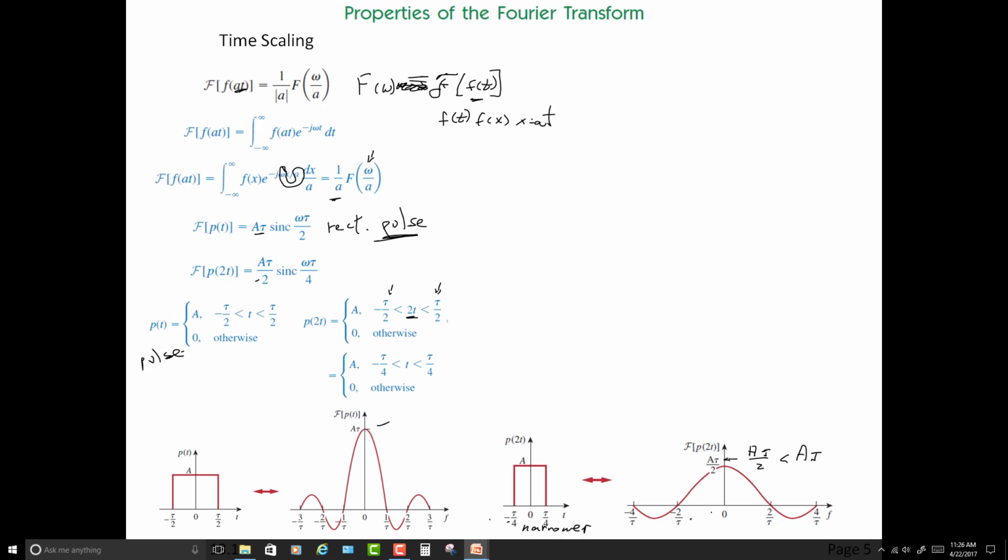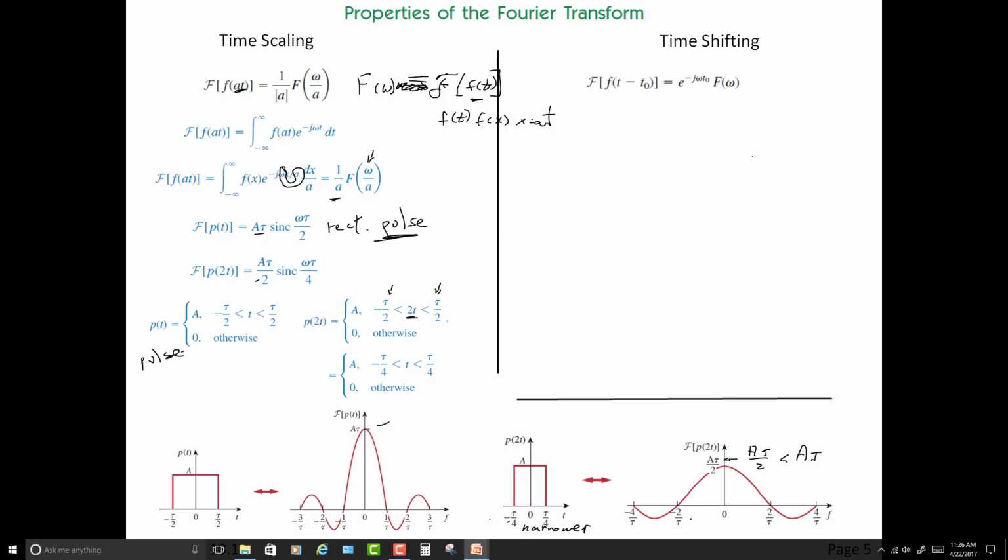Okay, we're going to be talking more about this, especially when we get to some of the other properties. Okay, so we need to do another one, time shifting. Looks like I wrote over a little too much.